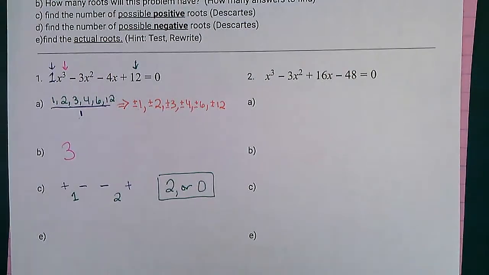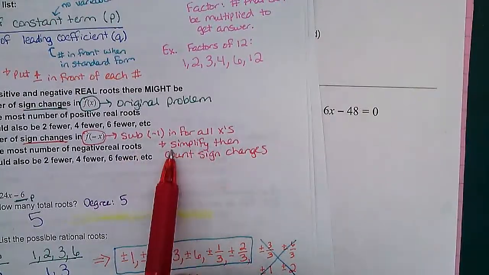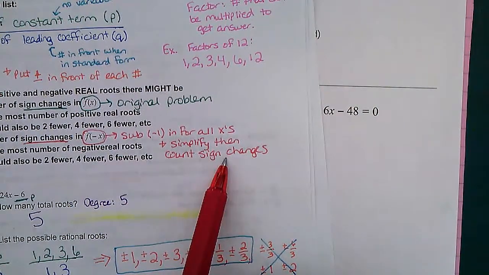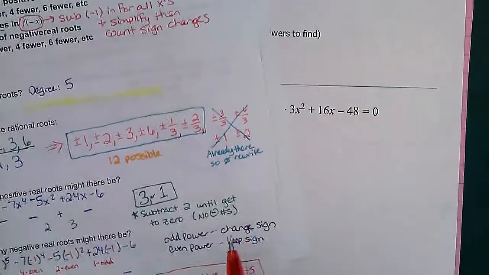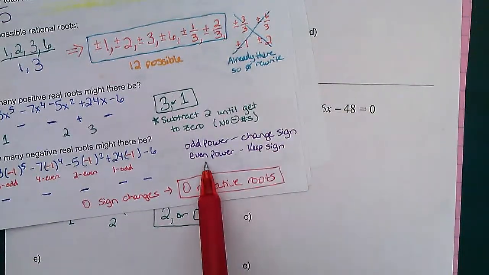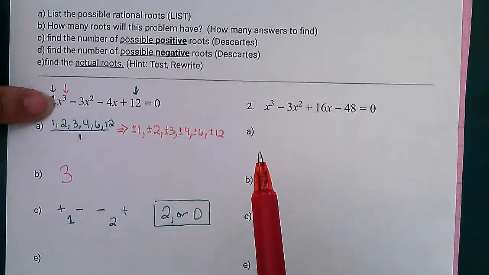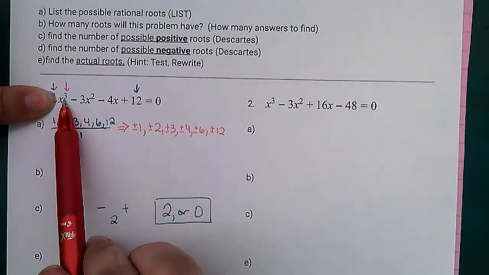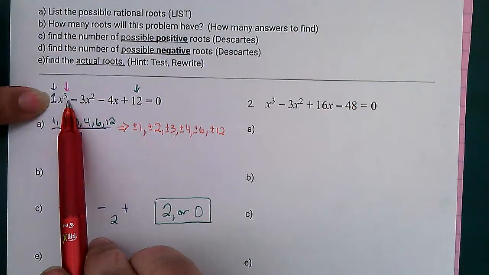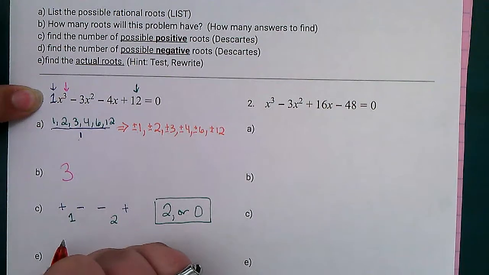To do this one, we are going to sub -1 for all the x's and simplify, then count the sign changes. And if you remember our hint, down here, if there's an odd power, change the sign. If it's an even power, keep the sign. Okay, so this first one is x to the third. 3 is an odd power, so I'm going to change the sign. It doesn't have a sign, so that tells me it's going to be minus.